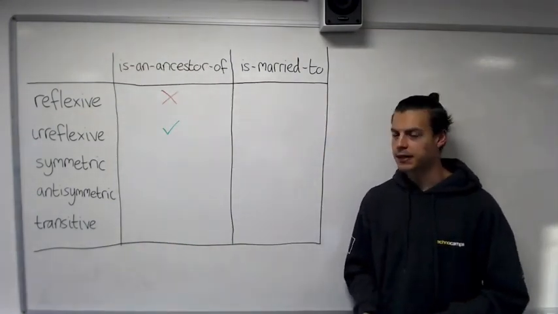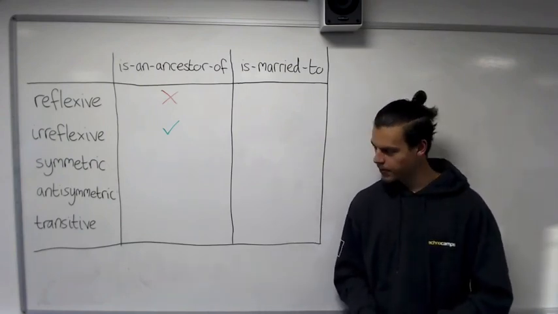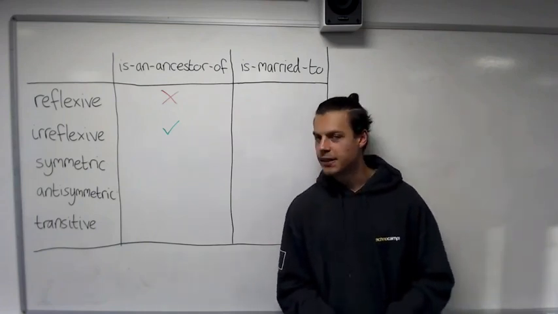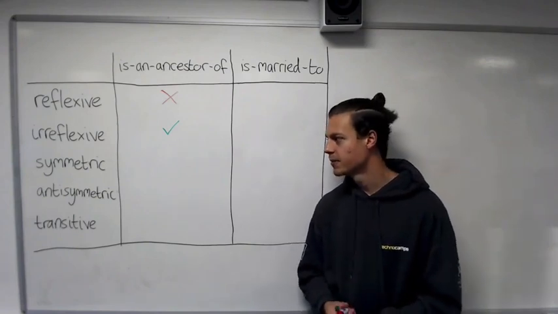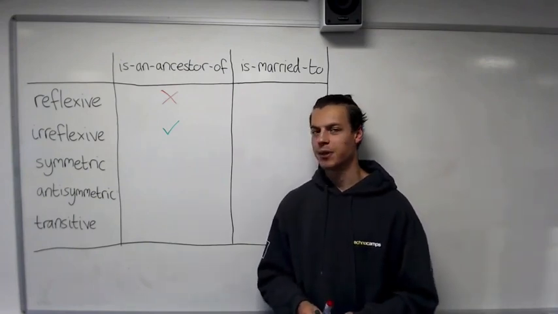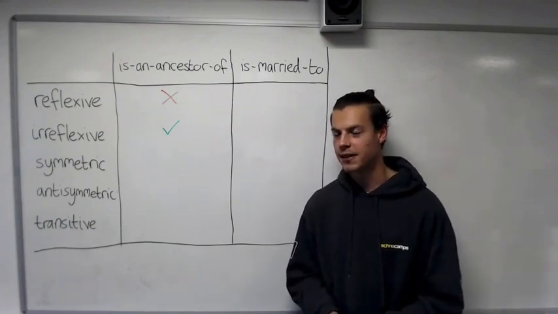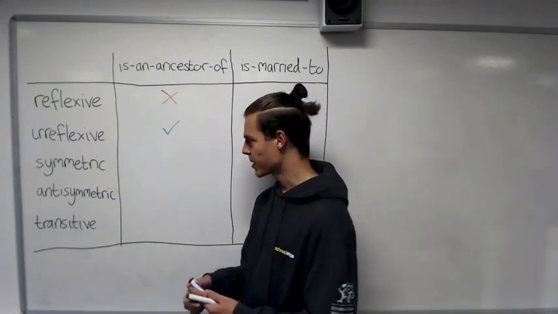Now, is this relation symmetric? So this would be symmetric if for every person A related to a person B, B is also related to A. But this can't be true, right? A person cannot be their own ancestor's ancestor. So, in fact, this is antisymmetric.